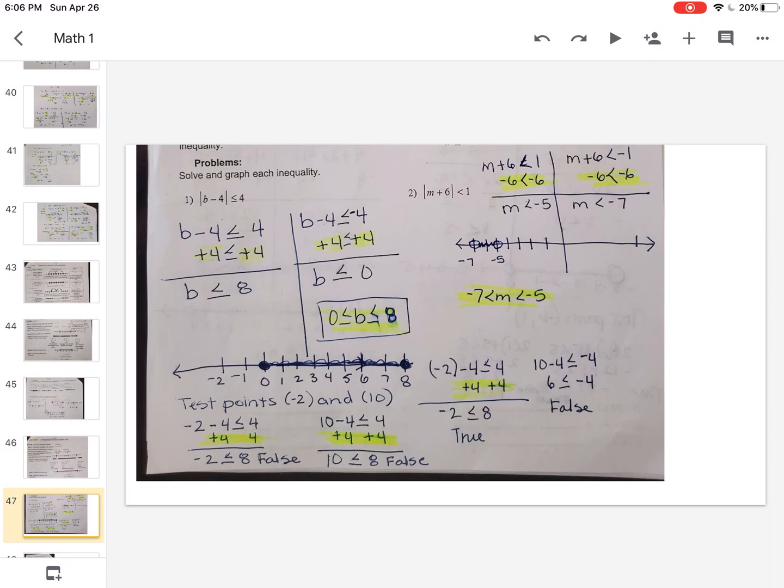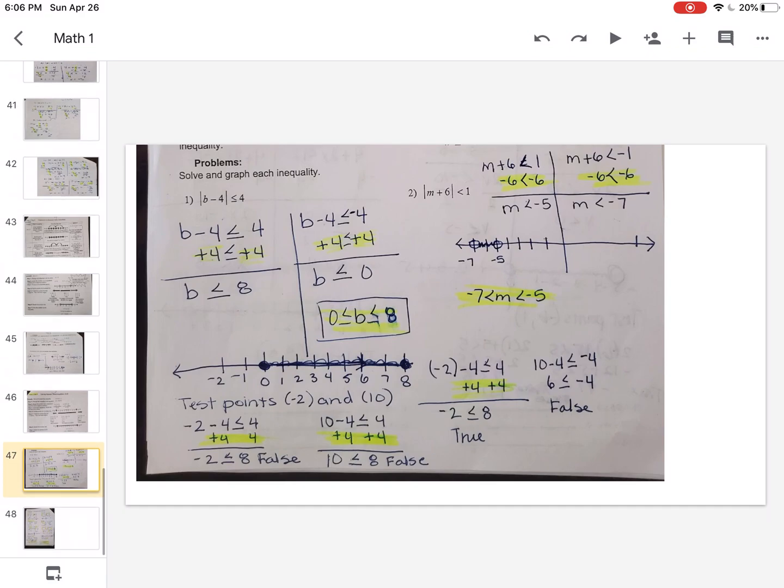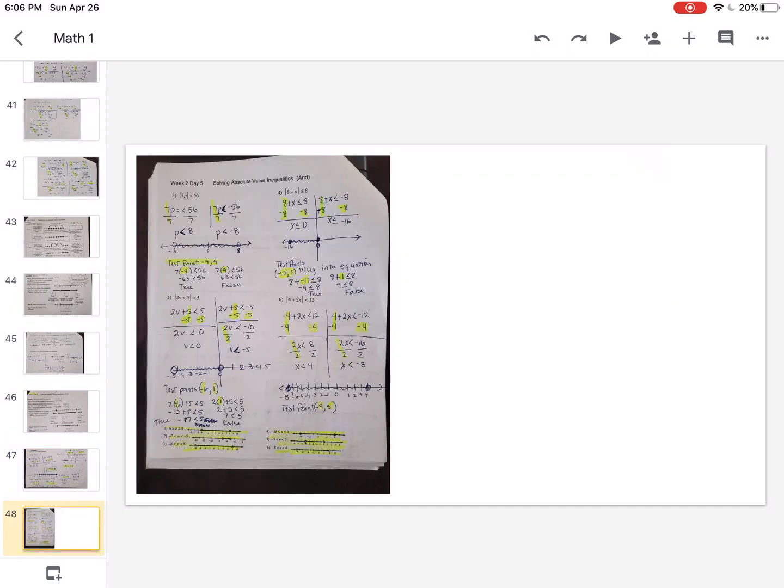Sorry about that. Number 2, absolute value of m plus 6 is less than 1. So you're going to do the same thing: write 2 equations, one positive and one negative 1, and solve. And then plot on the number line, and then write the inequality. Okay, and this is day 5.